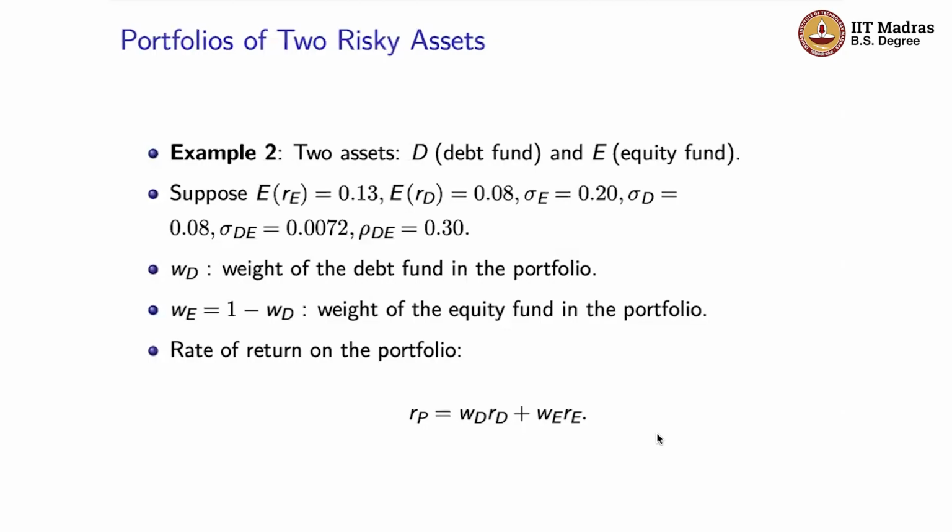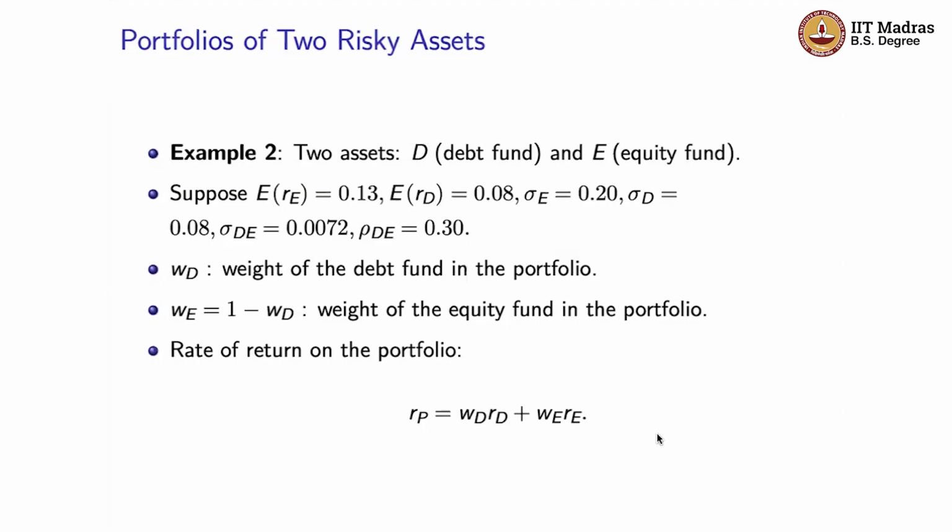So let us continue with our study of portfolio of two assets. But instead of considering one safe asset and one risky asset, let us now consider what happens when you have got a portfolio consisting of both the assets which are risky. Okay, so just to make things more concrete, imagine that you have got two assets. Let's call them asset D and asset E. So D stands for, you can imagine, debt fund, and E stands for equity fund.